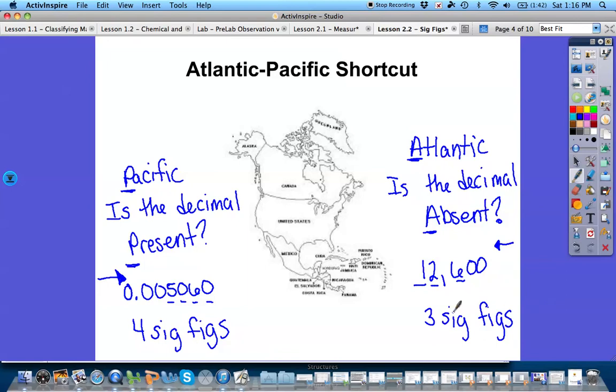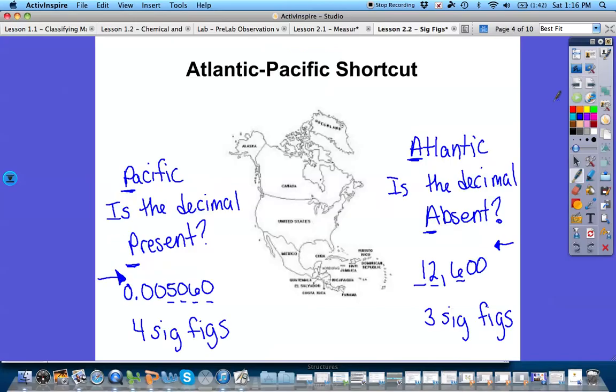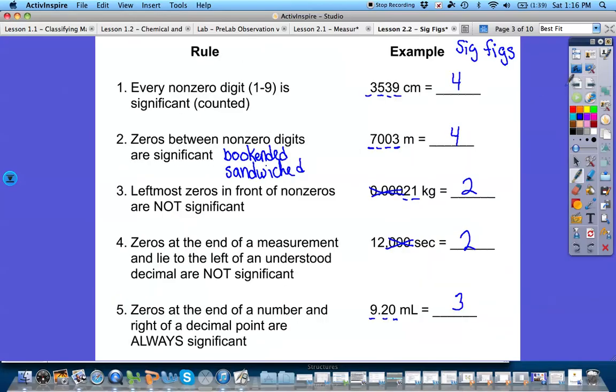So that is called the Atlantic Pacific shortcut. So the Atlantic Pacific just tells you how to summarize those first 5 rules that we had in order to determine the number of sig figs.